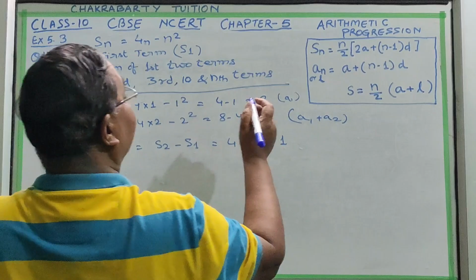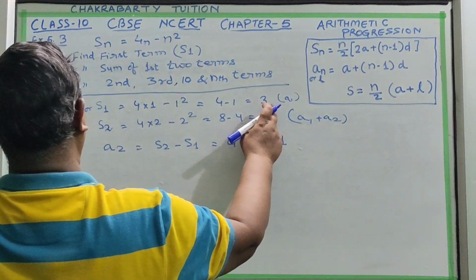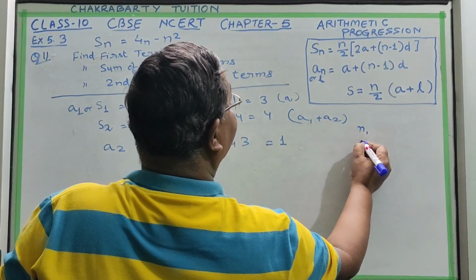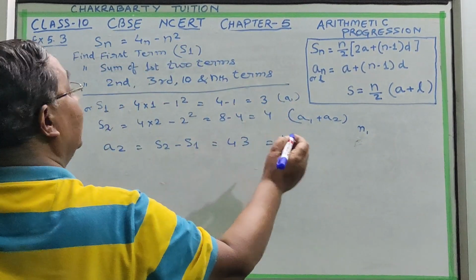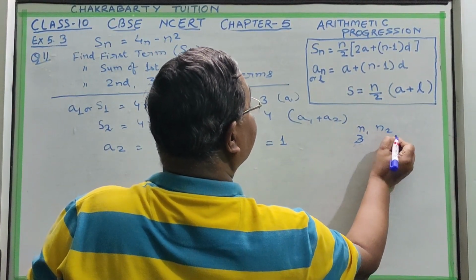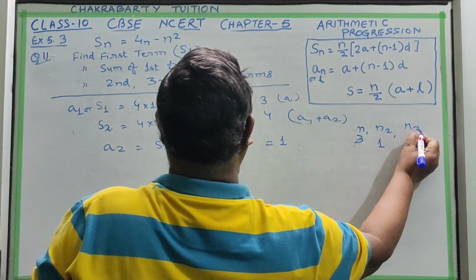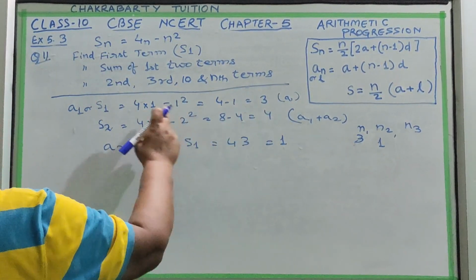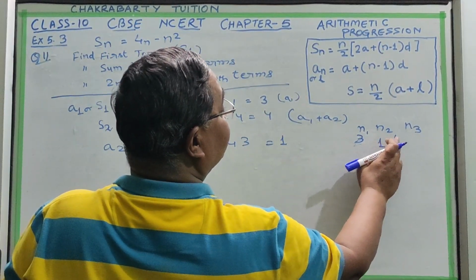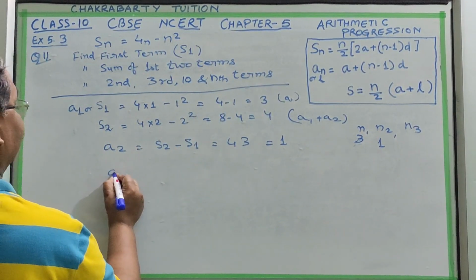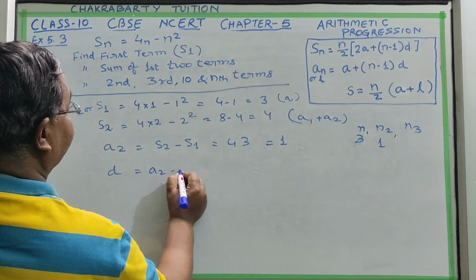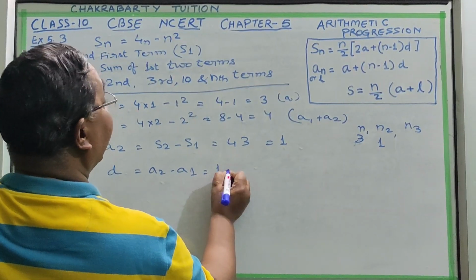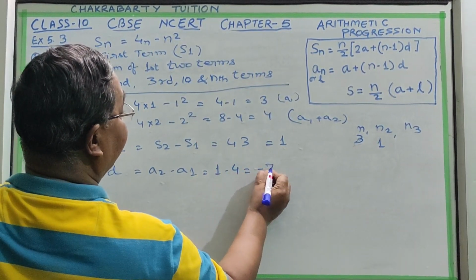So the first two terms are: the first term is 3, a1 you have found out 3, and a2 you have found out 1. Now a3 you have to find out. Now the third term will be a2 plus d. So here we can find d. d is equal to a2 minus a1. a2 is 1, minus 3, is equal to minus 2. We have found d.